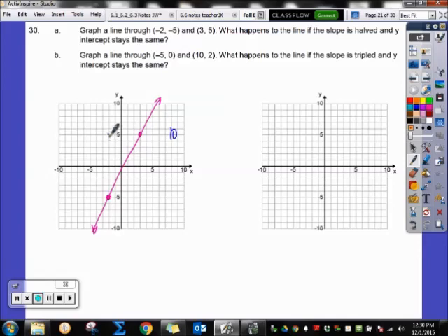And then right 1, 2, 3, 4, 5. So the slope of that line is 2. Well, if you halve 2, that would just be 1. So now let's go from the same point.